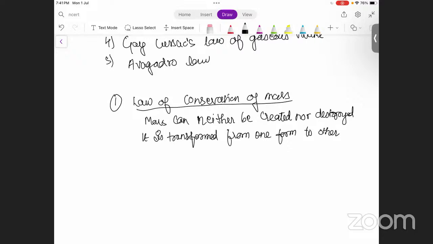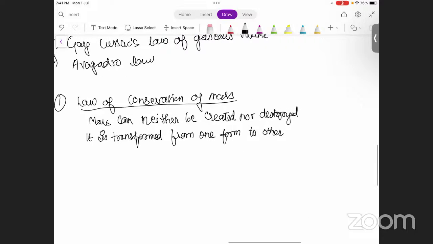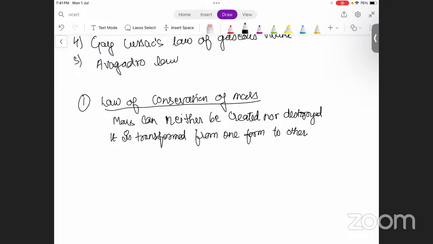So your answer should be this whole definition that you can see on the screen, that is, mass can neither be created nor destroyed. Okay, fine. It is only transformed from one form to other, right? Now, how are we going to use this in chemistry? So basically what this whole thing means is that the mass of product will be equal to the mass of reactant.